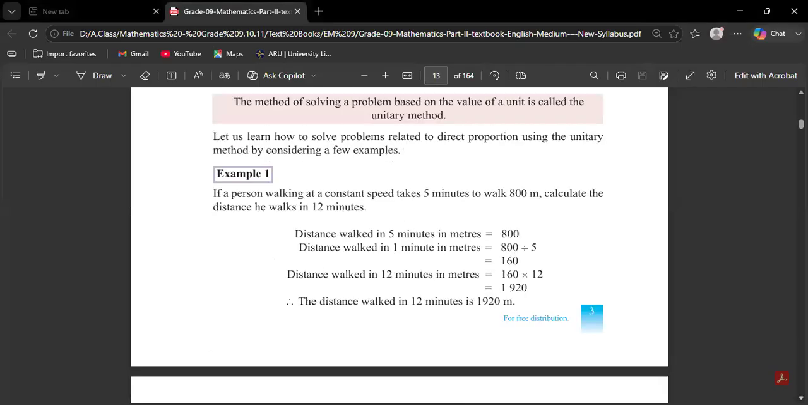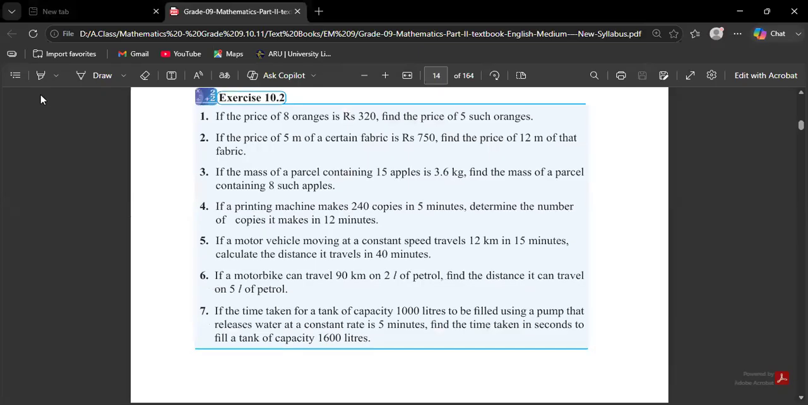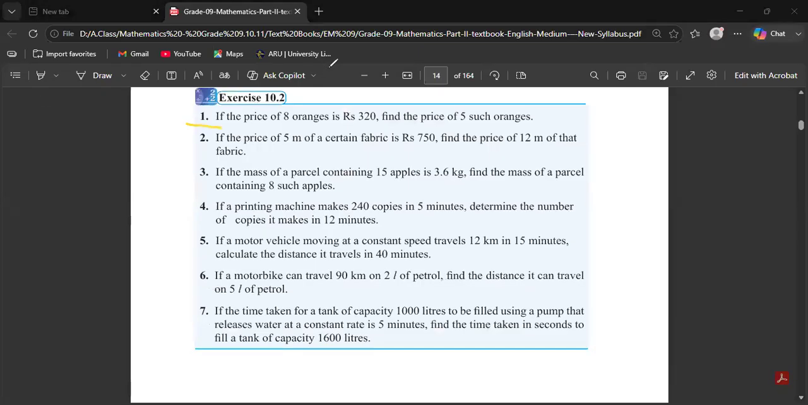Okay, so we are going to practice questions. Can you give me the answer for this one? But follow the steps which I show you using that example. First, find the price of one orange, then find the price of 5 oranges. Okay, Samir, so the question: if the price of 8 oranges is 320, yeah, the answer, perfect, good, excellent. So find the price of 5 such oranges.